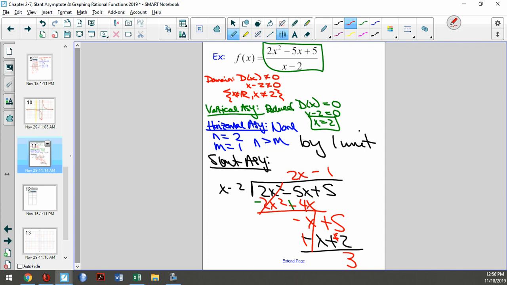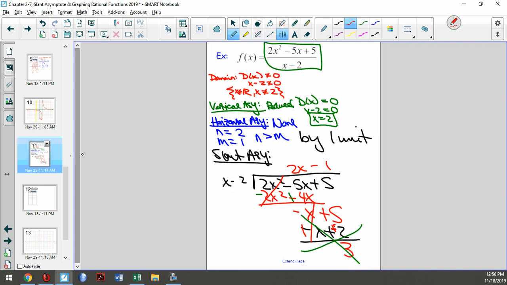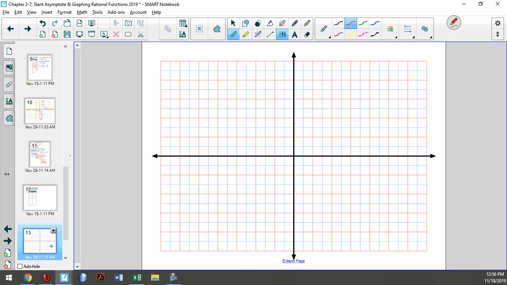Do I care about that remainder? No, I do not. Cross that off. So I have y is equal to 2x minus 1 as my slant. Do we understand that, yes or no? Okay, so I'm going to come over here and I'm going to graph. What's the very first thing I'm going to graph? My vertical asymptote. What is my vertical asymptote? It is going to be at 2. There's my vertical.